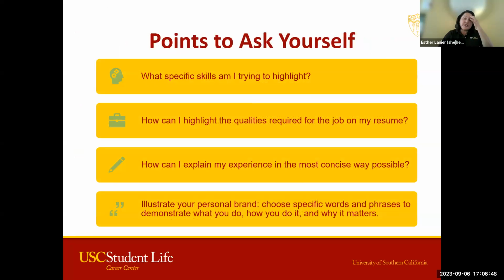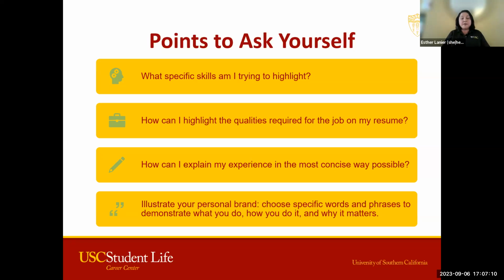All right, so some key points to ask yourself. I know the easiest way to approach the job search is to create one resume and send it out to hundreds of different opportunities. That's an approach, but you will probably find that it doesn't get you much results. Therefore, you want to make sure that your resume is tailored. You want to ask yourself, what specific skills am I trying to highlight?